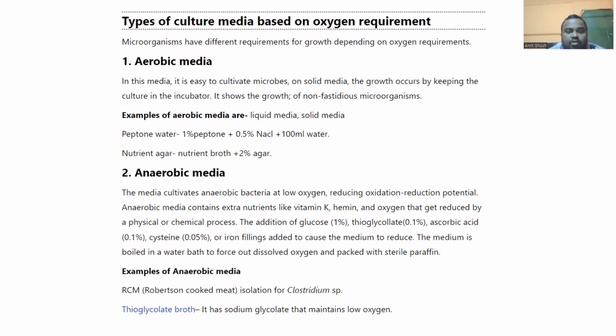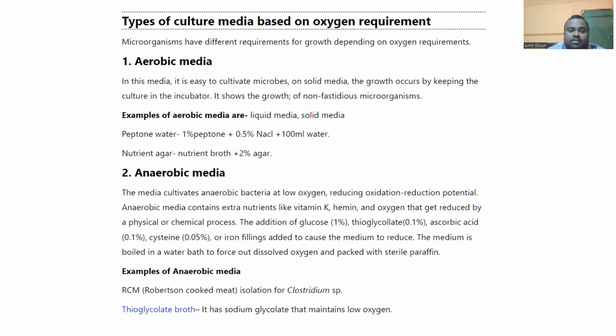Examples of aerobic media are liquid media and solid media, like peptone water, which is 1% peptone, 0.5% NaCl and 100 ml water. Peptone water is a medium you can use for growth of aerobic microorganisms. Other examples are nutrient agar and nutrient broth plus 2% agar.